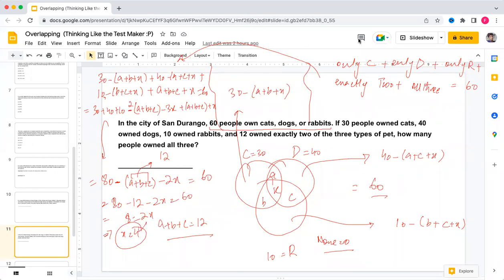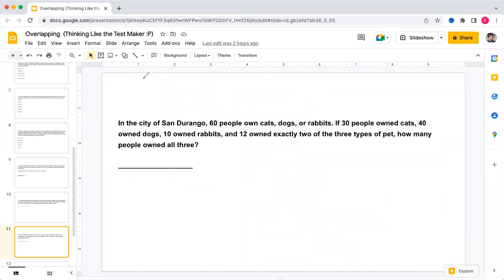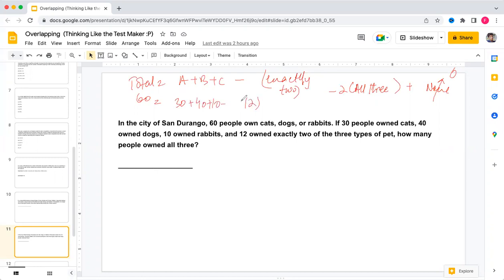And if I quickly wrap this using the formula, total is equal to A plus B plus C minus exactly 2, sum of exactly 2, minus 2 of all 3, plus none. This is equal to 0 in this scenario. Total is 60. So 60 is equal to 30 plus 40 plus 10 minus 12 minus 2 into, let's call this all 3 as X. So this is exactly the same form which we formed by the Venn diagram. So 60 is equal to 80 minus 12 minus 2X, and X is equal to 4.